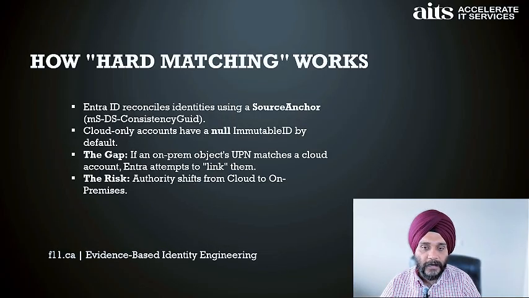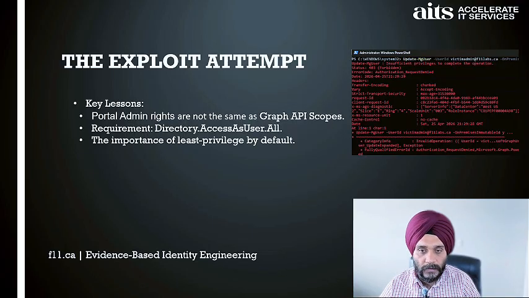To understand the attack, you have to understand hard matching. When Entra ID syncs an object, it looks for a match. If a cloud-only account has a null immutable ID, and I create an on-premises user with the same matching UPN, the sync engine assumes they are the same person. It links them and suddenly your on-premises password overwrites your cloud admin password. Let's get into the lab.